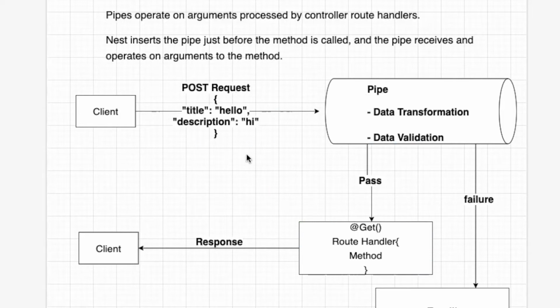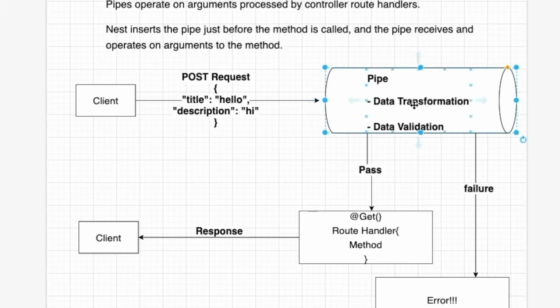So when we send this post request, inside this request we put the title and description. And inside the pipe, based on the conditions we give for data transformation and data validation, if the arguments pass these conditions, it is passed. So we can just pass this request to the controller, or if it failed, we need to pass it into this error path. So that's what pipes do.